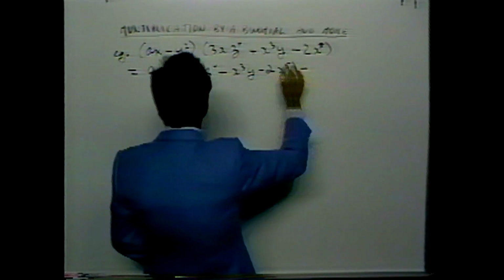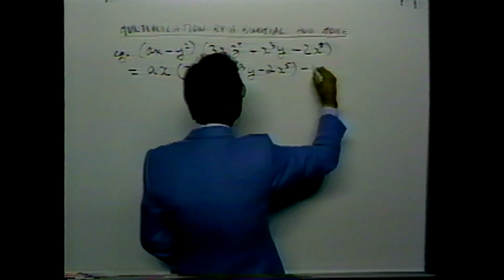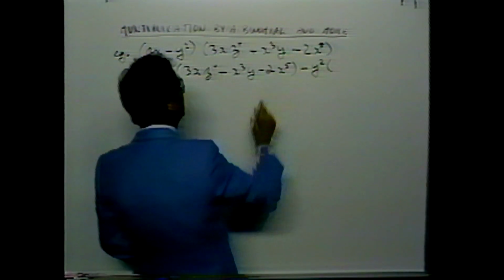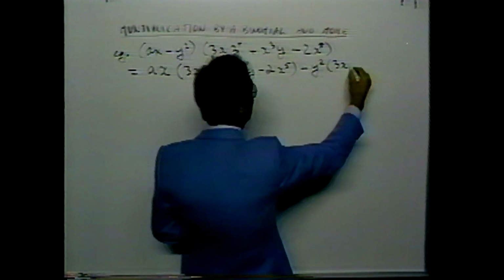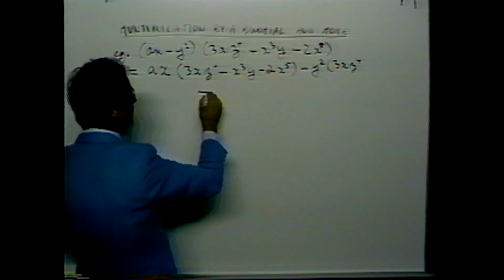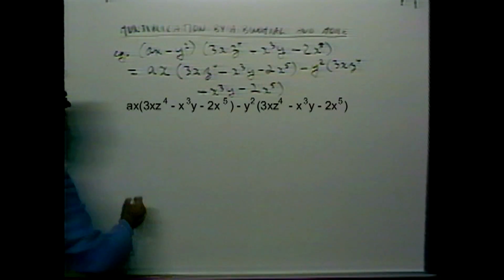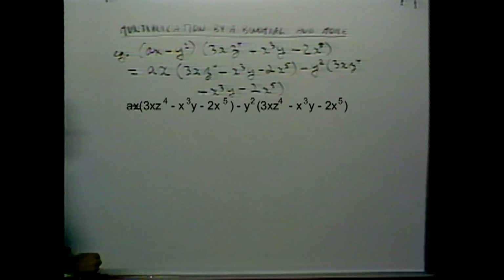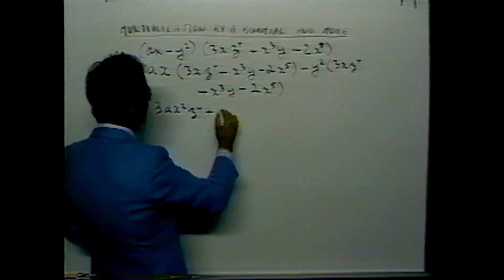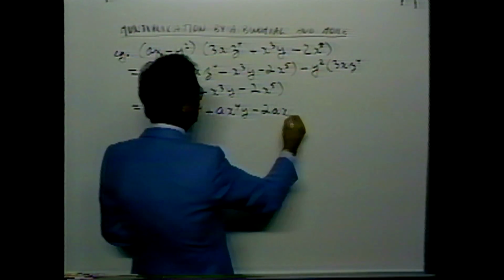Followed by minus the next term of the first multinomial, which consists of y squared, and it is multiplied by the contents of the brackets, so I'm writing all of the parts of the solution in this example. I will have to continue on a new line. And so that's what it means. This results as 3ax squared z to the fourth. Continuing, we have ax to the fourth y minus 2ax to the sixth.